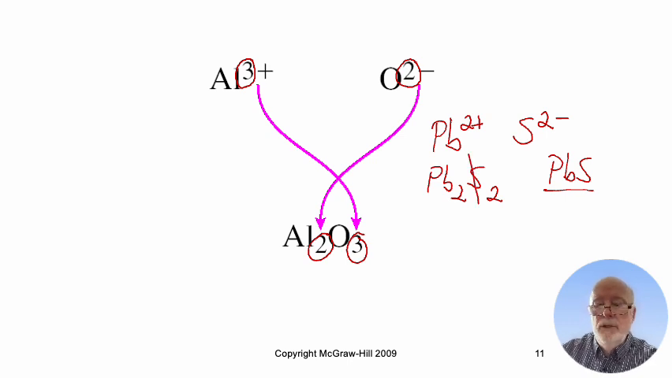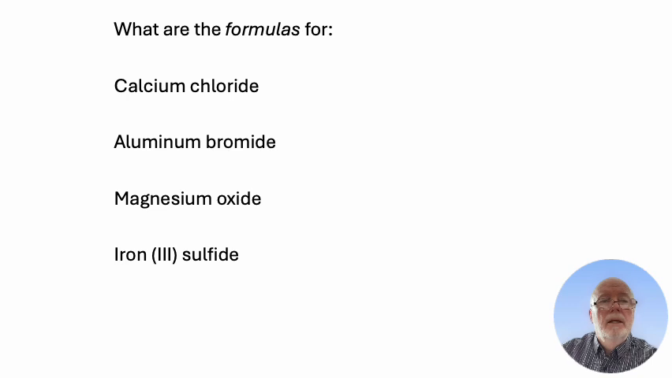All right, now it's time for you to try some more. So here are 4 for you to try. I want you to write the formulas for them. Now, in order to do that, you have to have the symbols. So go back to your periodic table, figure out the symbols and the charges, write them down, and then combine those ions properly. All right, so you pause the video at this point in time, and then come on back.